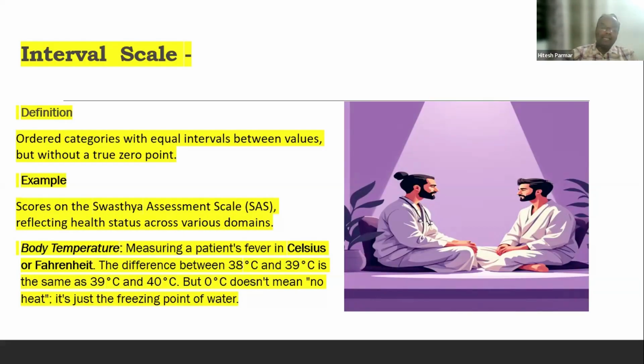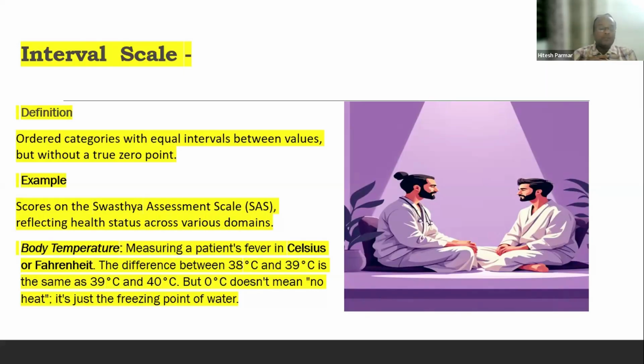For example, 19 degrees and 20 degrees Celsius, and 35 degrees Celsius and 36 degrees Celsius. The difference is the same, right? We get 1 degree Celsius. So what we need to understand is that the difference between two consecutive points is always the same, which is true in the case of the interval scale. If your data is interval, it means it has the equal distance property. Here also there is one limitation.